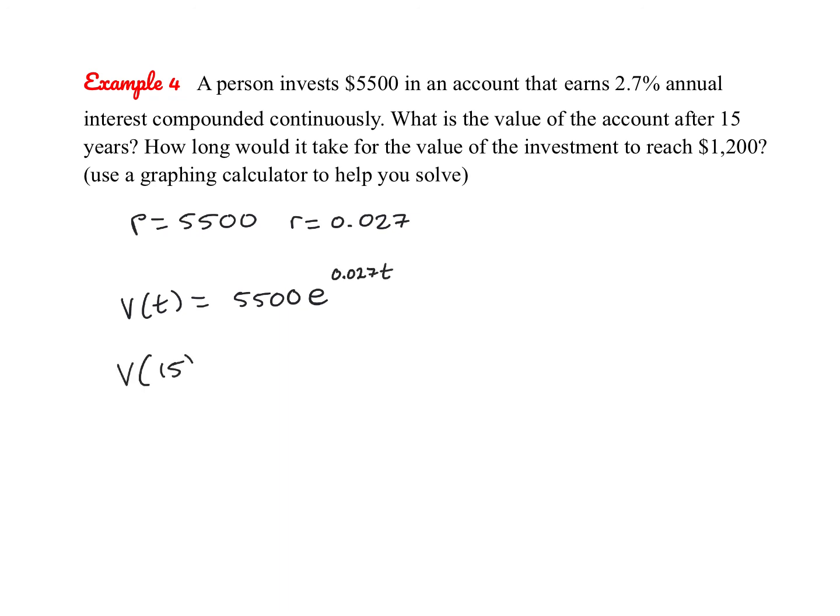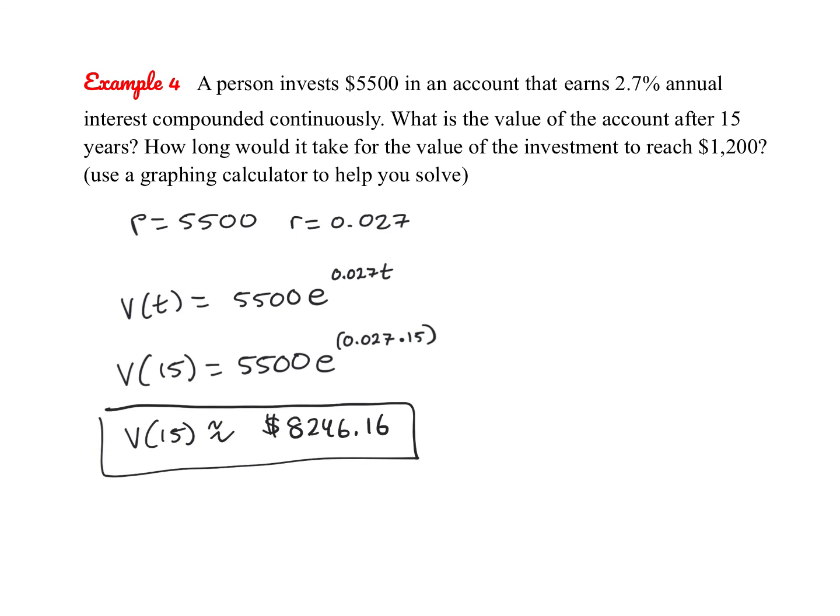So to see how much our account is worth after 15 years, we can just substitute t with 15. Make sure when you're plugging this into your calculator that this is typed in appropriately. So let's get our decimal approximation. So our account would be worth approximately $8,246.16 after 15 years. Then to see how long it would take for it to reach $1,200. Well, actually here, I'm sorry guys, I meant for this to say $12,000.